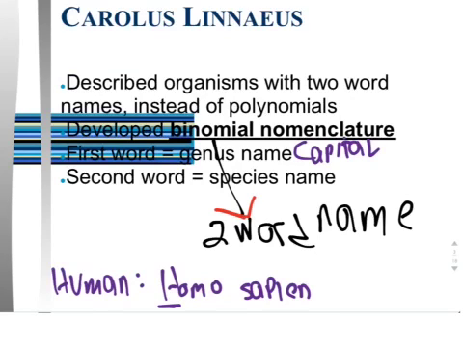Alright, first we're going to talk about Carolus Linnaeus. He was the main scientist that helped name organisms. Now, he described organisms with two-word names instead of polynomials, many names. So he developed the binomial nomenclature. Bi means two, that's why it's a two-word name. Nomial means name. The way to do it, you have to make your first word the genus name, and it's always a capital letter. Your second word will be the species name. For instance, humans will be capital H, Homo is the genus, sapiens is the species.